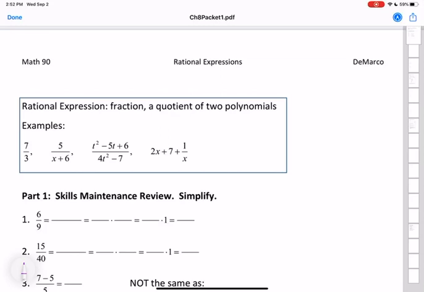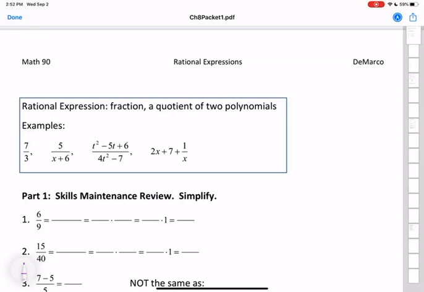Now we're going to take what we learned in the last unit about factoring and continue that. It's going to be applied to situations like these, where the polynomials are in a fraction, in the rational expression. A rational expression is a fraction, a quotient of 2 polynomials. I have lots of examples, and all of those are examples of rational expressions.